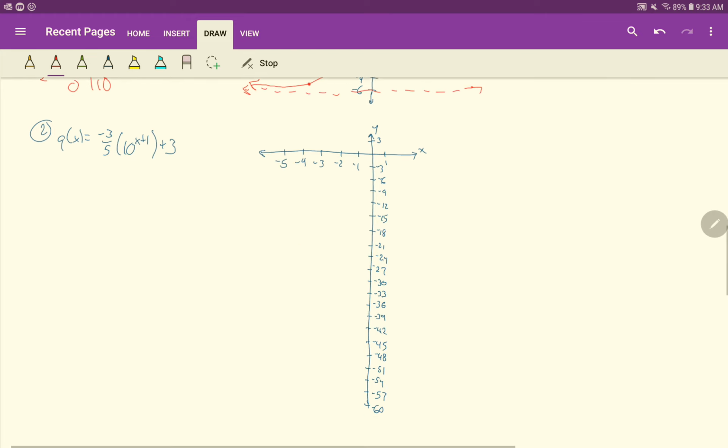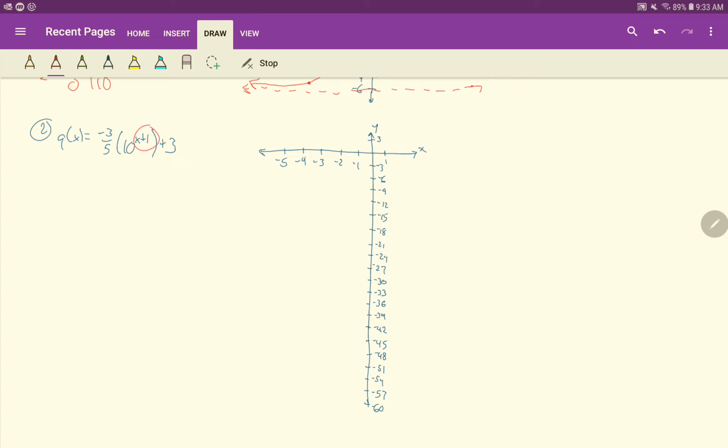Do the same thing here for this one. Okay, so again, we're shifted left 1. So for our table, normally we would have -2, -1, 0, 1, and 2. But since we're shifting left 1, 0 will now be a -1. This will be -2. This will be -3. And then this will be 0, and then 1. Okay, just like that.